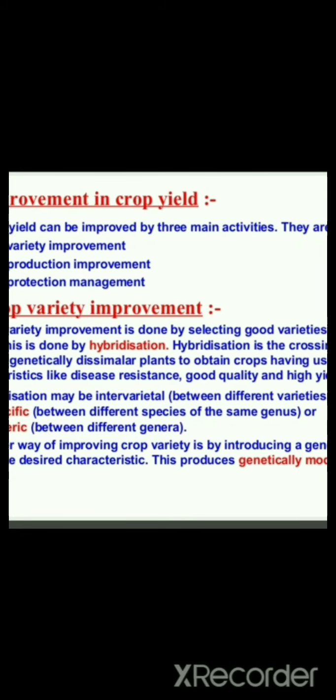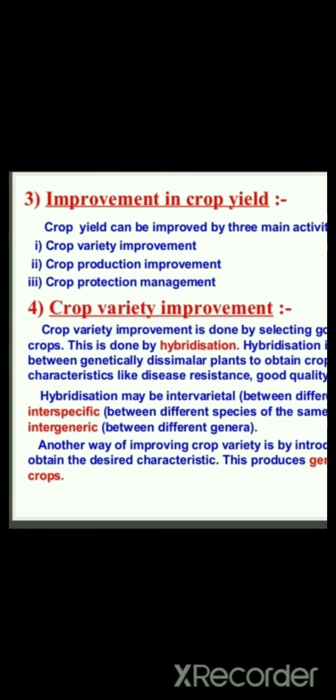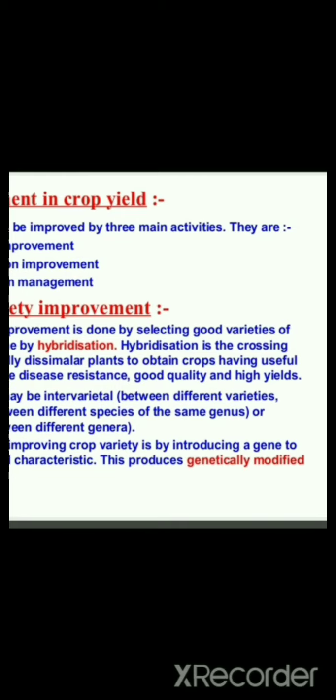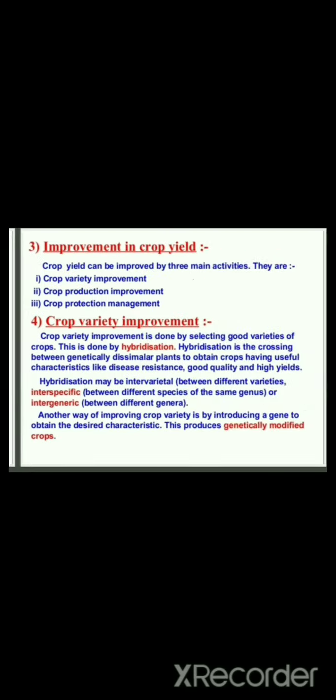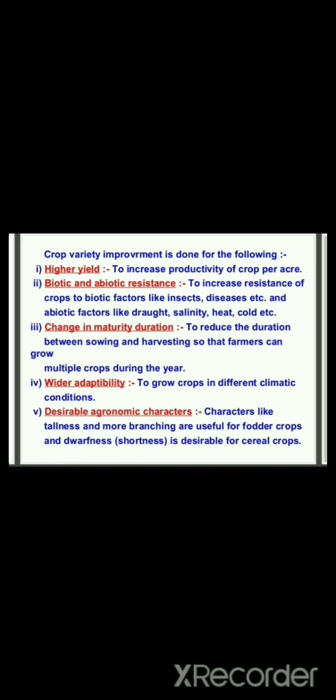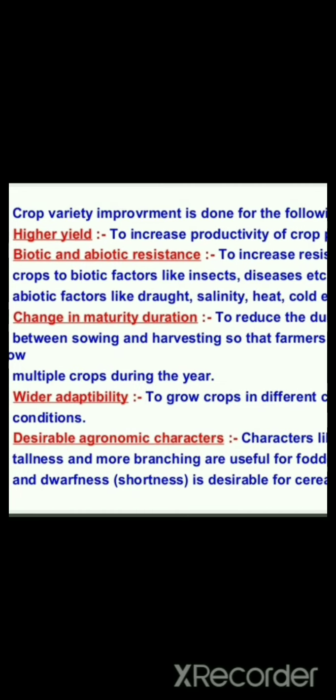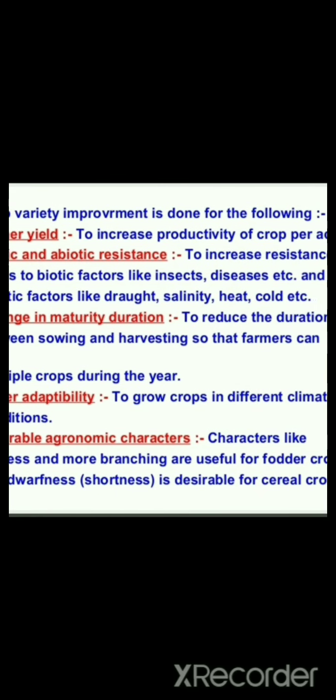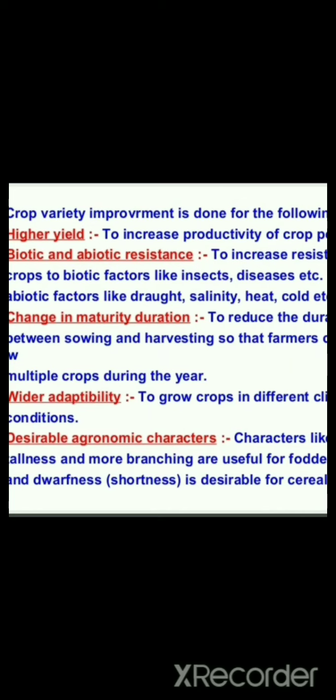Another way of improving the crop variety is by introducing a gene to obtain the desired characteristics. This produces genetically modified crops. Crop variety improvement is done for the following. It is done to obtain a higher yield, to increase the productivity of the crop per acre. Biotic and abiotic resistance, that is to increase the resistance of the crop to biotic factors, that is living factors like insects, disease, etc., and abiotic factors, that is non-living factors like drought, salinity, heat, cold. All these abiotic climatic factors or conditions.